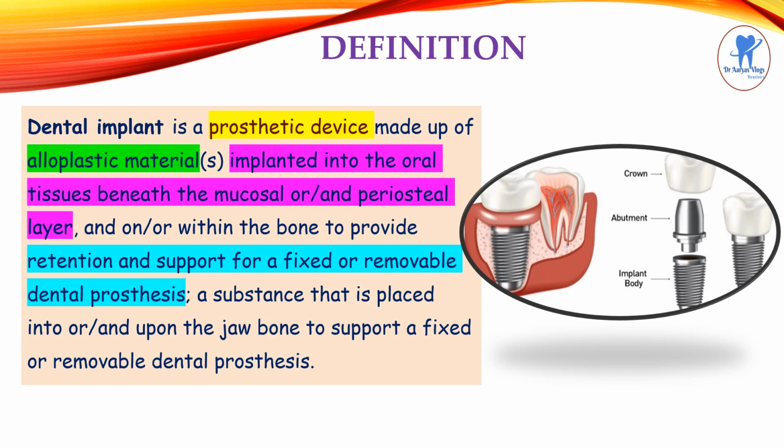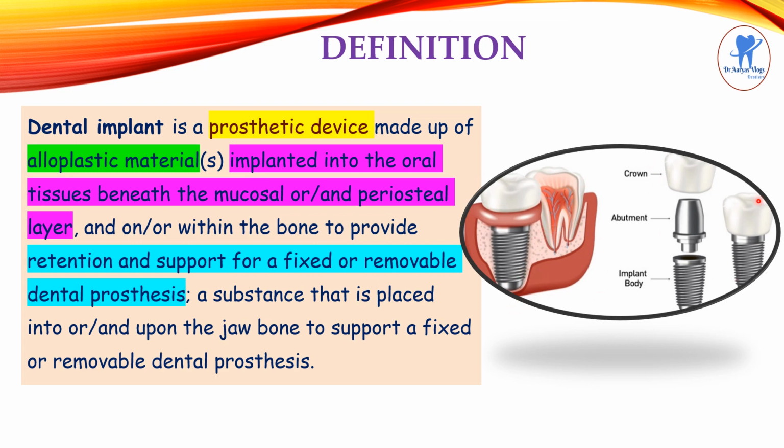Let's begin with the definition of a dental implant. A dental implant, according to the Glossary of Prosthodontic Terms, is a prosthetic device which is made up of alloplastic materials. It is implanted into the oral tissues beneath the mucosal and periosteal layer and within the bone to provide retention and support for a fixed or removable dental prosthesis.